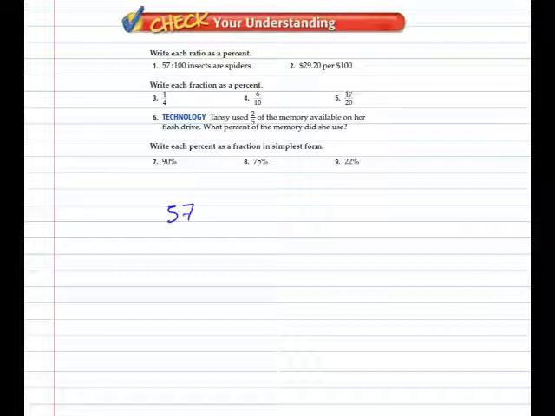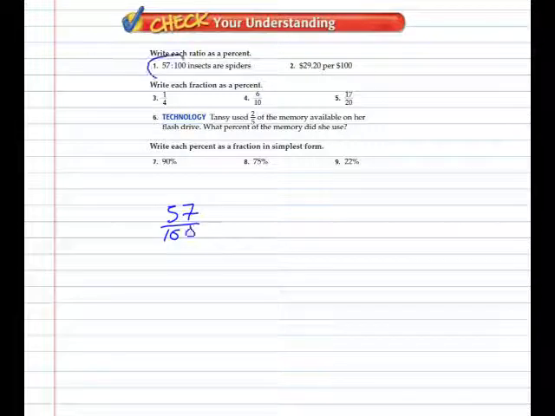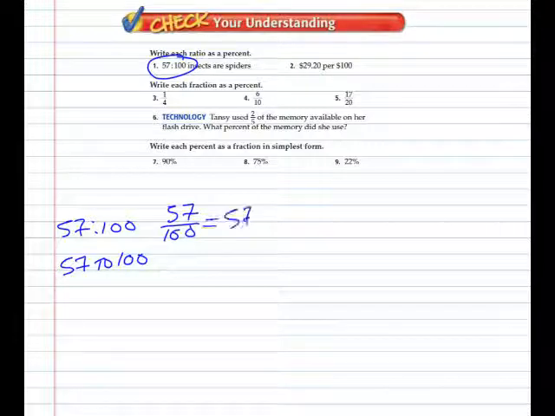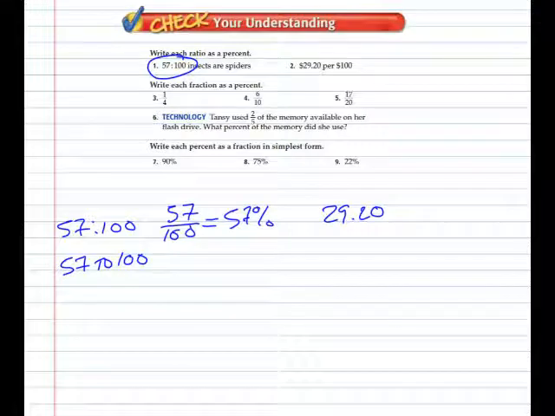Write each ratio as a percent. 57 over 100. Insects to spiders. Notice that they've written this ratio with a colon, which is the same as this. I could also write 57 to 100. Any one of those is correct. Because we already have a denominator of 100, this becomes 57%. Example number 2, 29.2 out of 100 becomes 29.2%. Notice that I dropped a trailing zero.